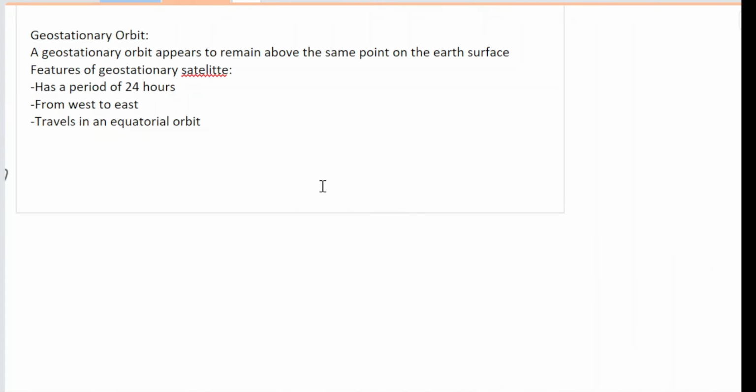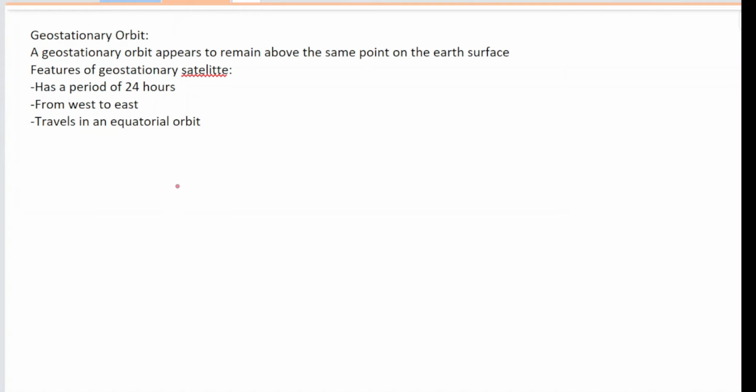The last part of this topic is regarding geostationary orbits. And this one is not a very critical part of this topic, but it does get asked sometimes, so I thought it's better to cover this. Now, a geostationary orbit is defined as an orbit which appears to remain above the same point on the Earth's surface at all times. So let me just show you this with an example here.